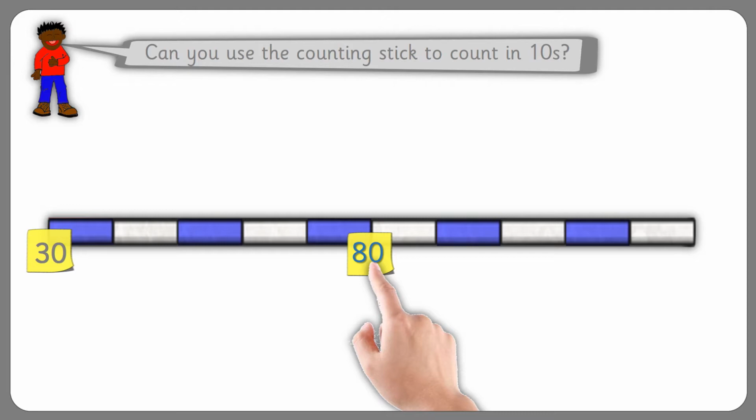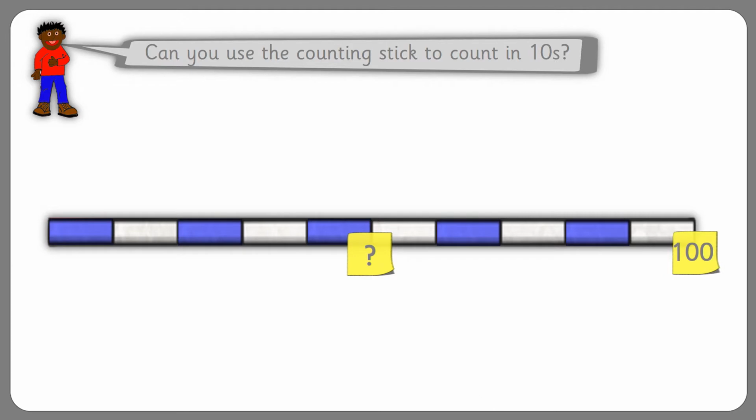Ready for another one? I tell you what, shall we count backwards for this one? Okay, starting at 100, counting backwards in tens. What is that mystery number? Right, let's work it out together. So, 100, 90, 80, 70, 60, 50 was the mystery number.